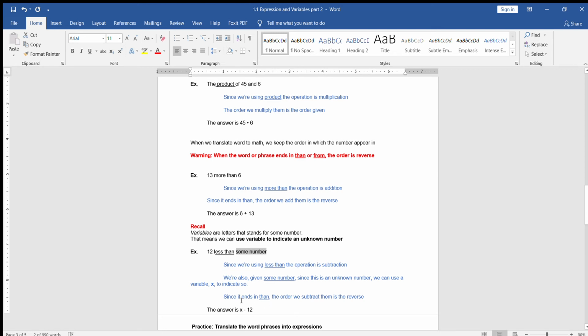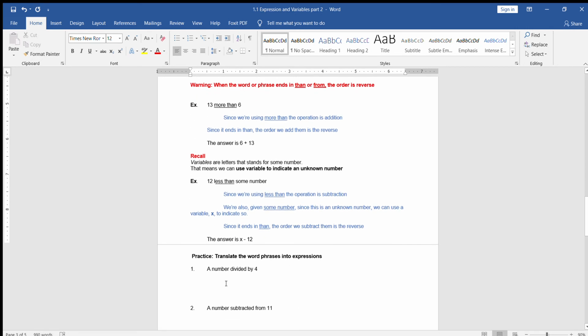Okay, so we're ready, right? No, not so fast. We have one more thing to do. One thing to note: this is "less than," and it ends with the word "than." Again, when we have the word "than," the order is reversed. So it's not going to be 12 minus x, but instead it's going to be x minus 12. Keep that in mind.